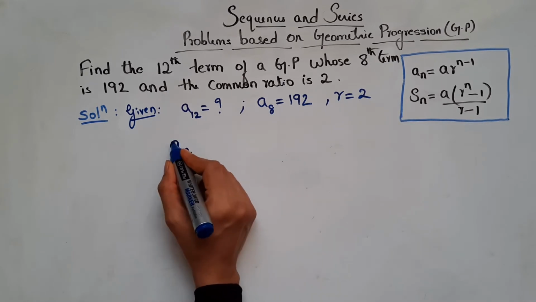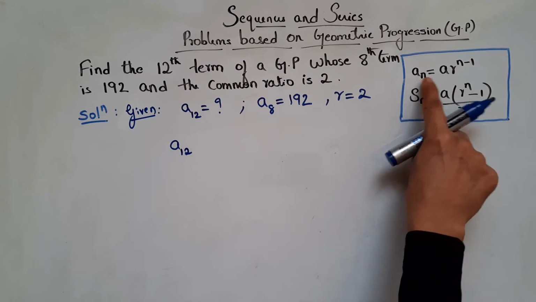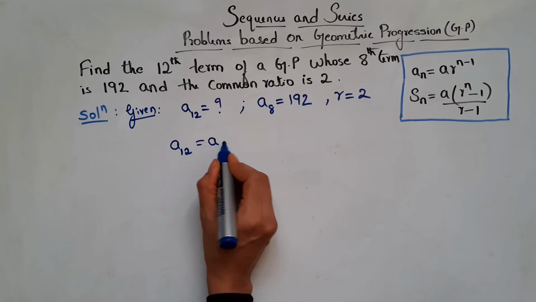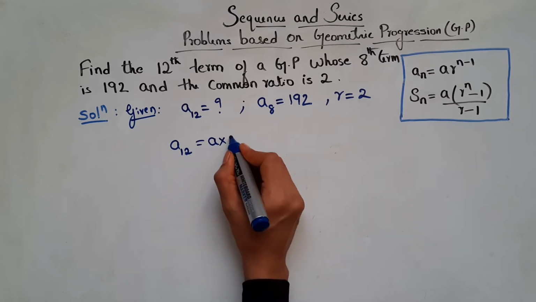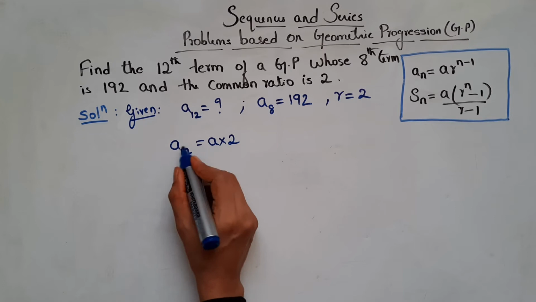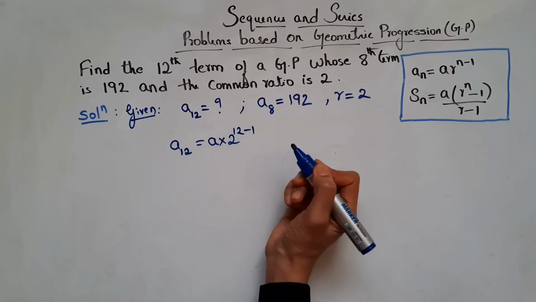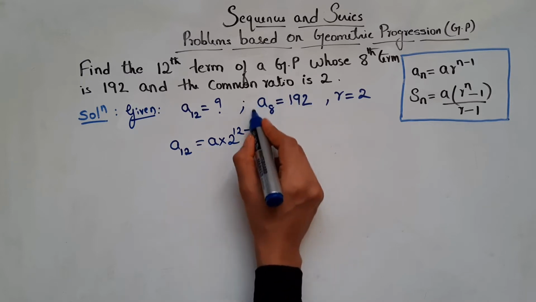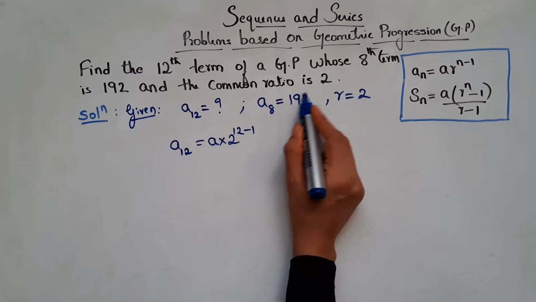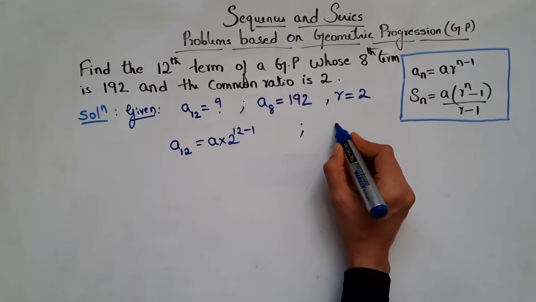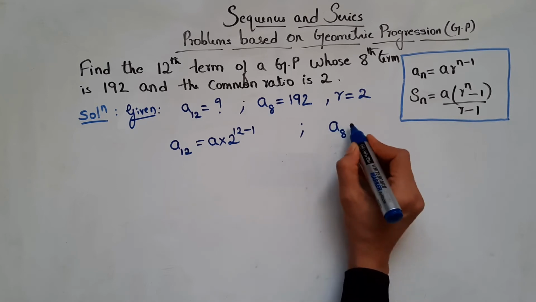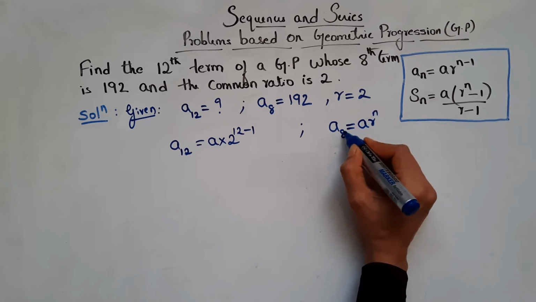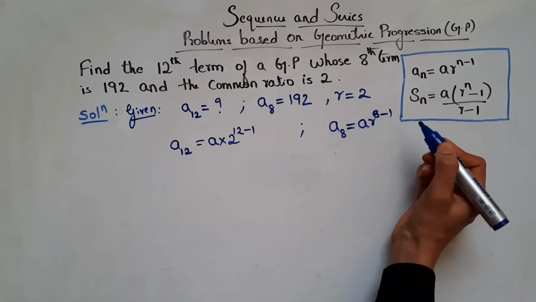What is a12? That is the 12th term. We know the nth term is given by an = a r^(n-1). So the 12th term will be a into 2^(12-1), since r is 2. But we don't know a, right? They have given a8 = 192. By using this, we will find the value of a. The 8th term is given by a r^(n-1), n is 8, so 8 minus 1.